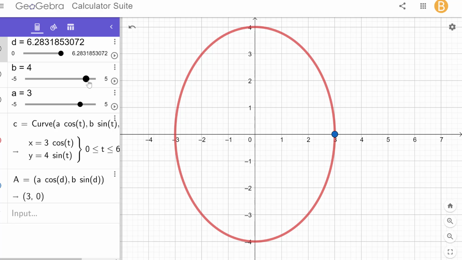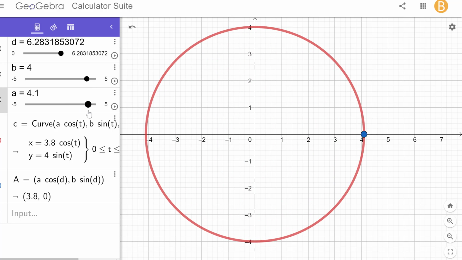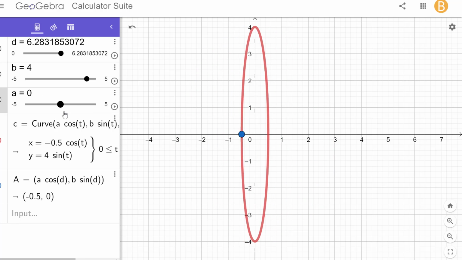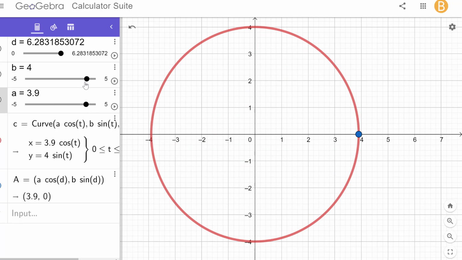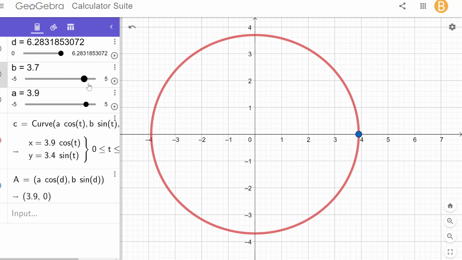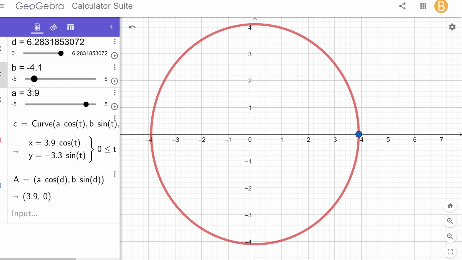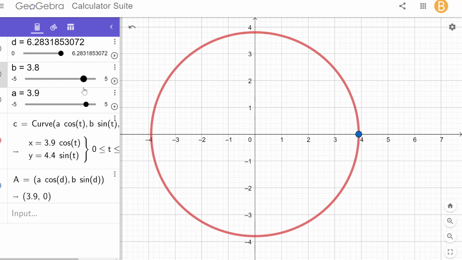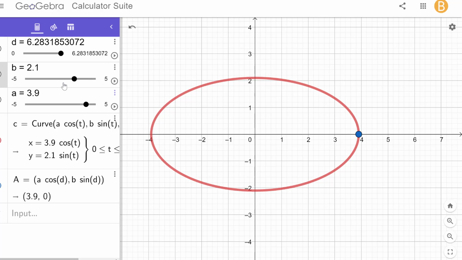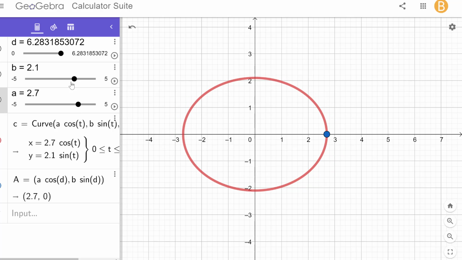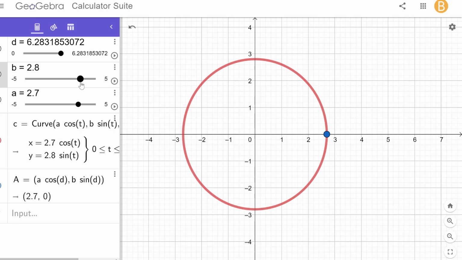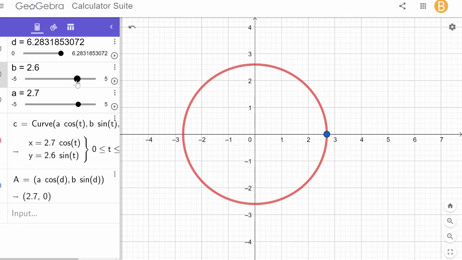So if I change the number in front of cosine, it stretches or compresses it on the x-axis. And if I change the number in front of sine, it's going to stretch or compress it on the y-axis. And it's a circle when both a and b are the same, when the number in front of cosine and sine are the same. It's an ellipse when they are not.